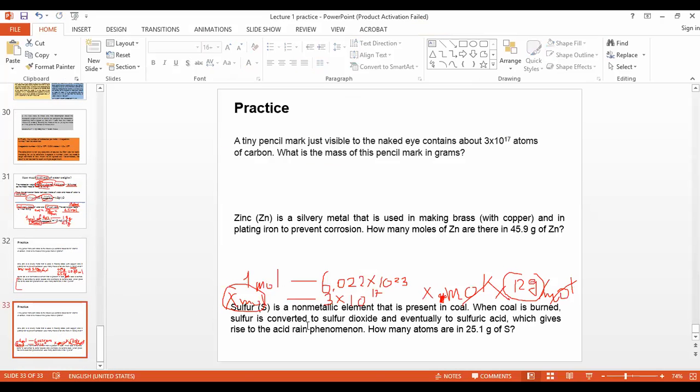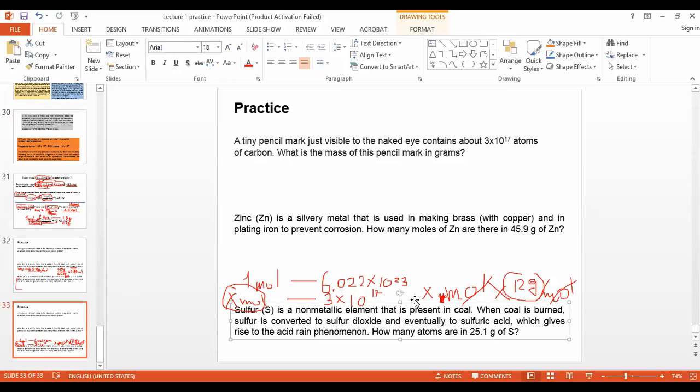So now I want you to answer the question I just asked. If you have Avogadro's number of sulfur and you know that the molar mass of sulfur is 32 grams per mole, the mass of that one is going to be 32, right? But how many moles of sulfur will you have if you have Avogadro's number of sulfur?